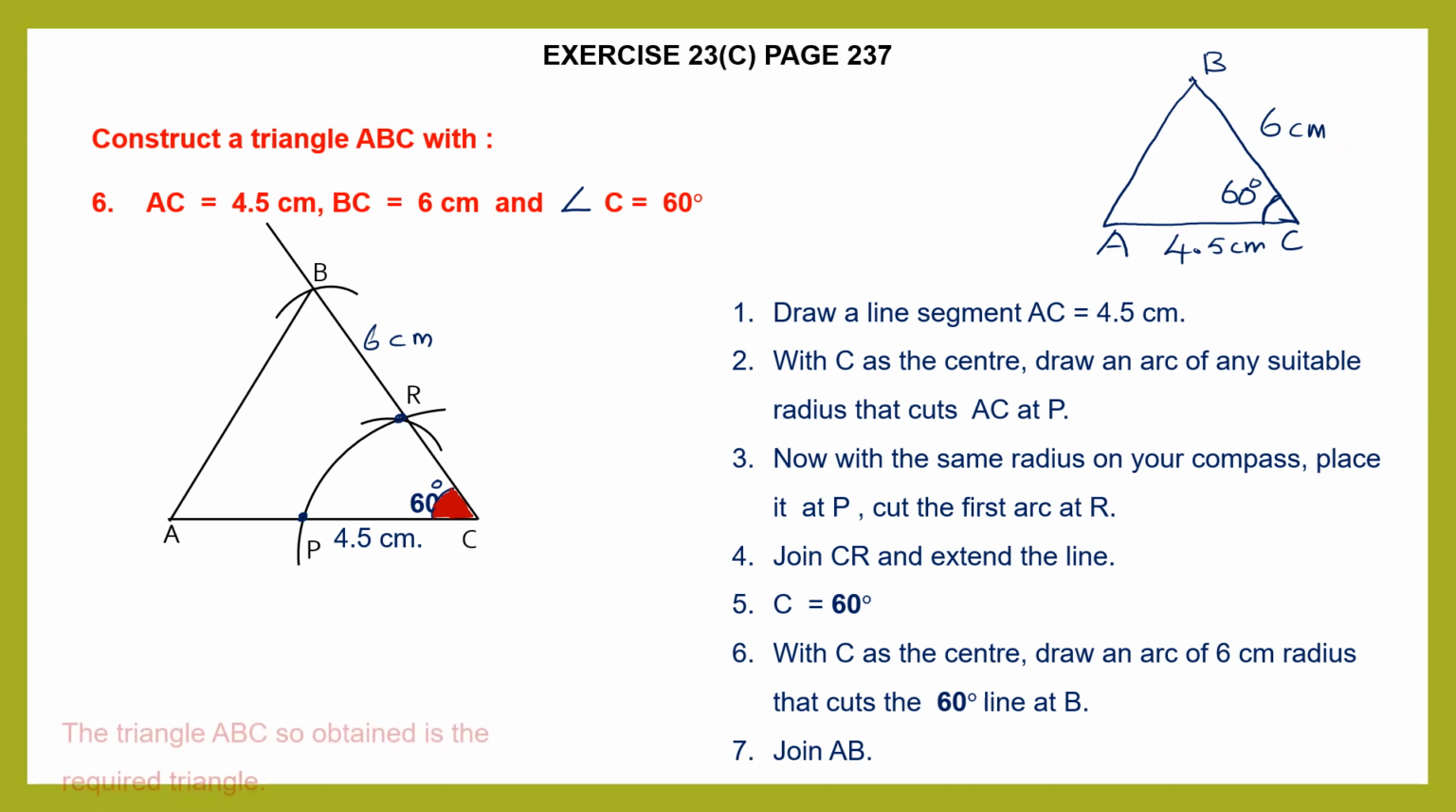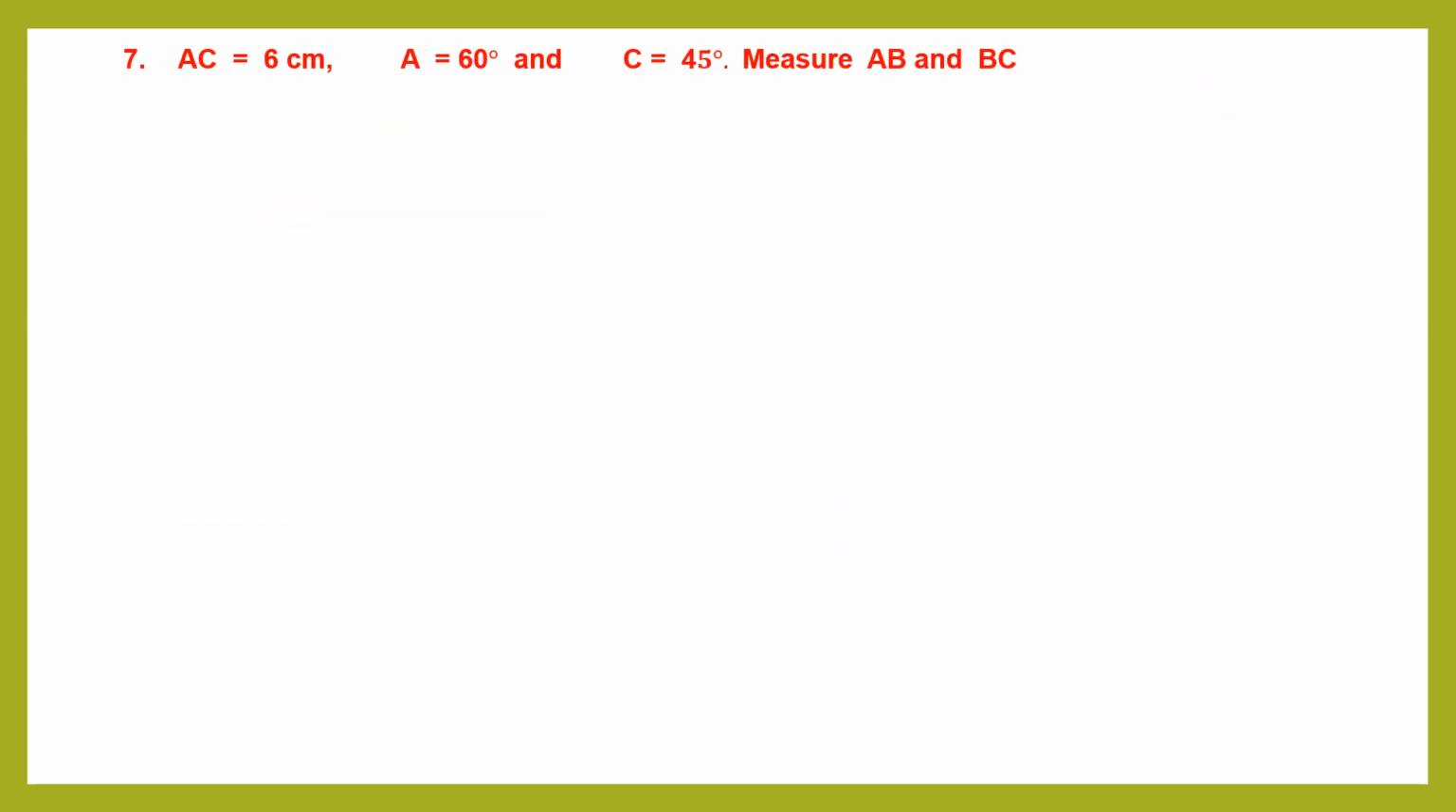So let's go on. The triangle ABC so obtained is the required triangle. So we've got the triangle that we have been asked to construct. Question 7. AC is equal to 6 centimeters. Angle A is 60 degrees and angle C is 45 degrees. Now we need to construct a triangle with these measurements. After we construct, we need to measure AB, that is the line segment, and BC.